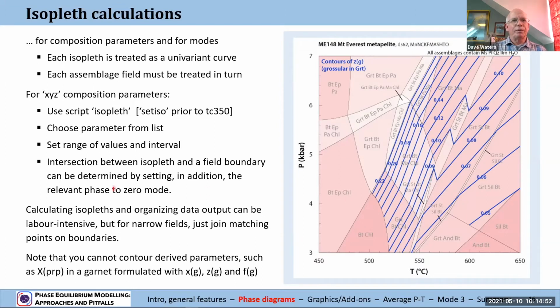Another possible catch is that for derived parameters, and my favorite bugbear is not being able to calculate the pyrope isopleth for garnets which are formulated in the current HBX EOS, which doesn't involve pyrope as a separate composition parameter.